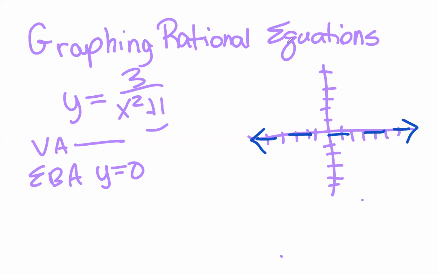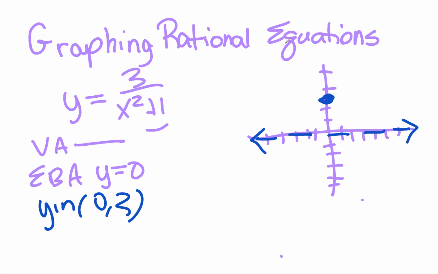And you remember from the first video, it is possible for us to cross an asymptote. There is no x-intercept, but there is a y-intercept for this problem. The y-intercept would be 3, so the y-intercept is going to be (0, 3). So that's going to be up here.